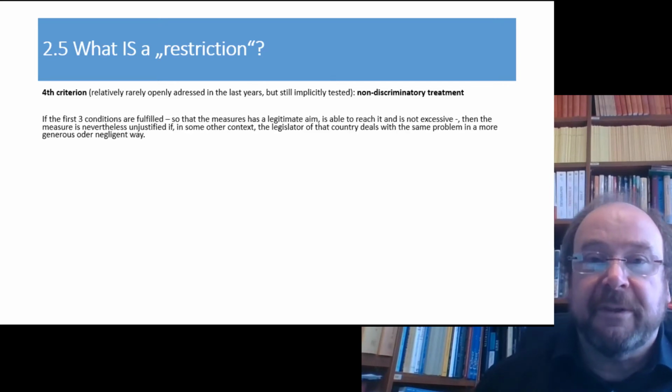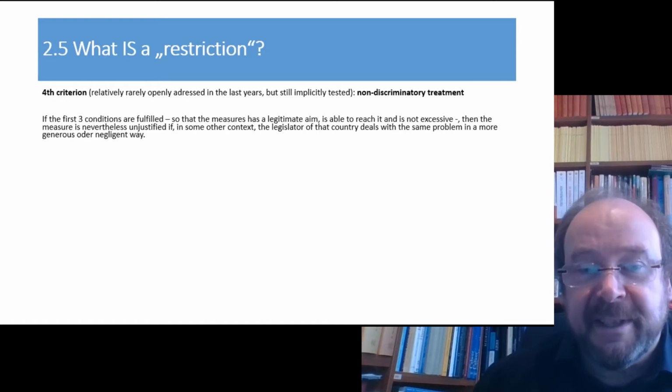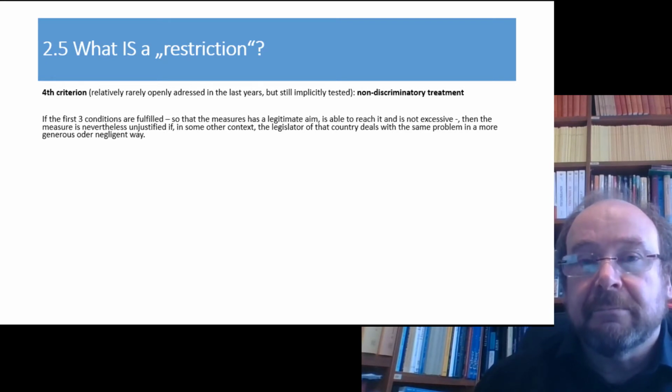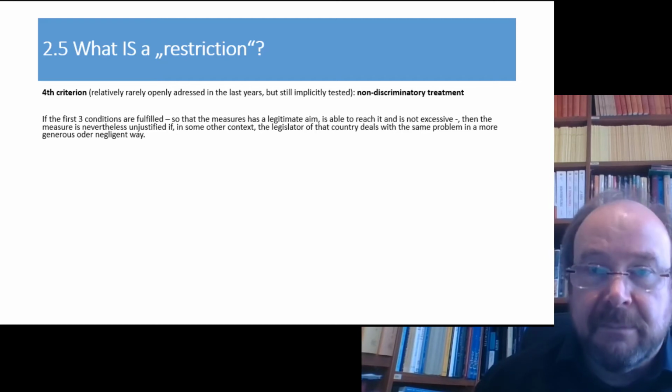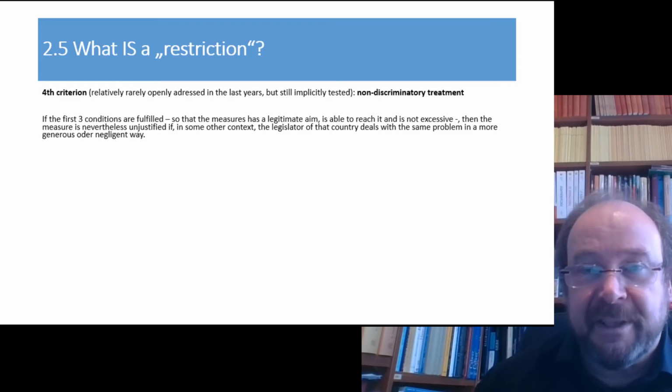Criterion number 4, the non-discriminatory treatment of an event in comparison to other events with the same problem by the same state. So if the first 3 conditions are fulfilled, legitimate aim, measure is able and also necessary to reach that aim, then you can still argue that in other comparable situations, the same state doesn't bother about the problem as much as in this case.